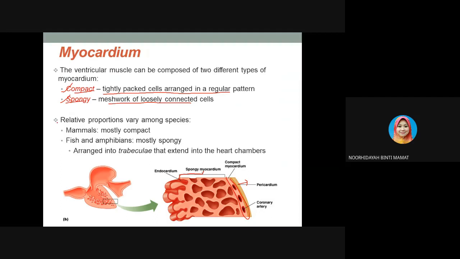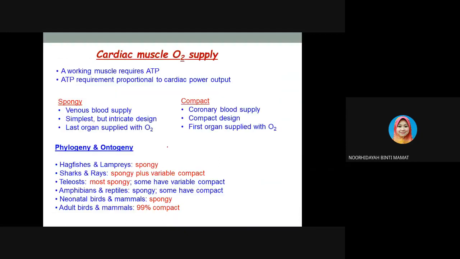The relative proportions of the myocardium vary among species. For example, mammals mostly have compact myocardium, while fish and amphibians mostly have spongy myocardium, arranged into trabeculae that extend into the heart chambers. So the proportions of the myocardium are different and vary among the species.